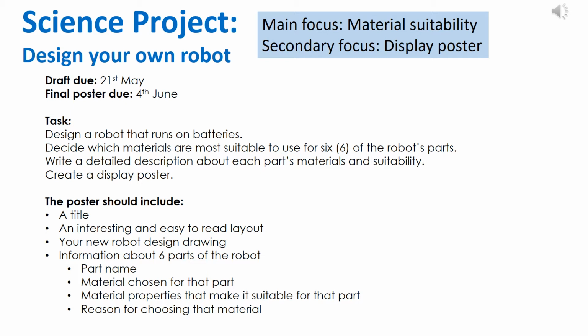The task is to design a robot that runs on batteries, decide which materials are most suitable for 6 of the parts, write a detailed description about each part's materials and suitability, and create a display poster. The poster should include a title, an interesting and easy to read layout, your new robot design drawing, and information about the 6 parts of the robot. This information should include the part name, the material you have chosen for that part, the material properties that make it suitable for the part, and the reason for choosing that material. The reasons have to do with the suitability.